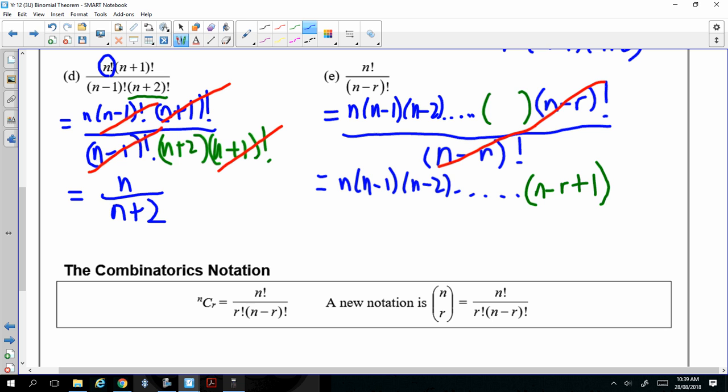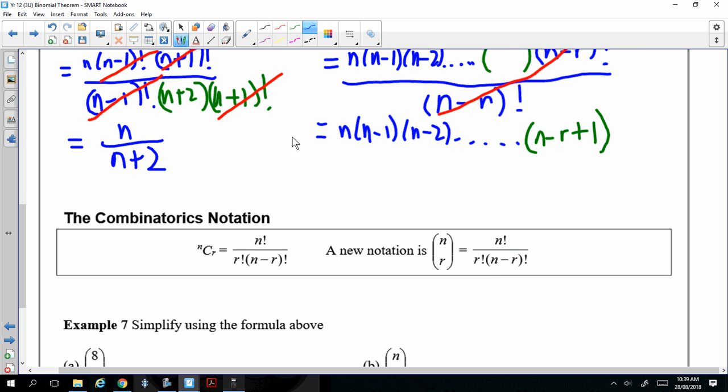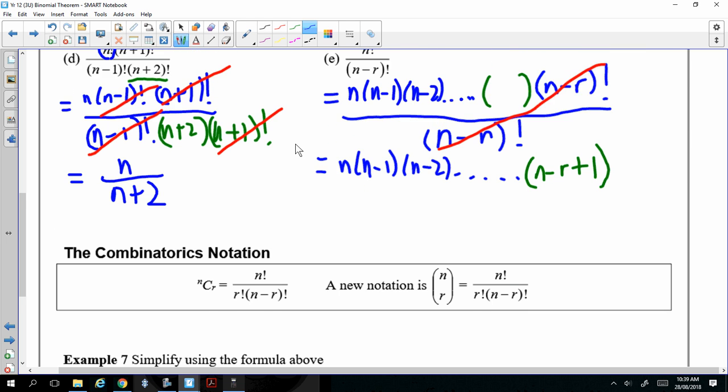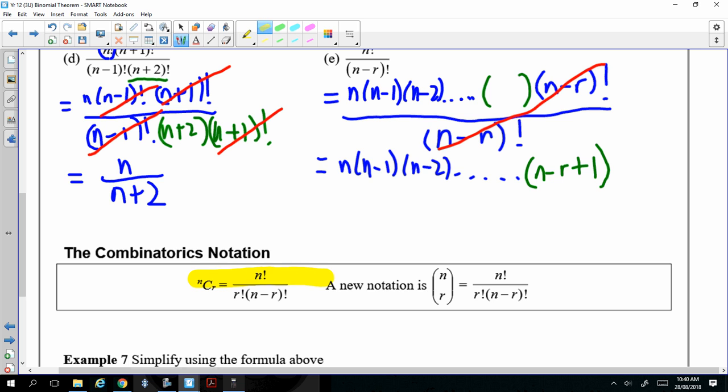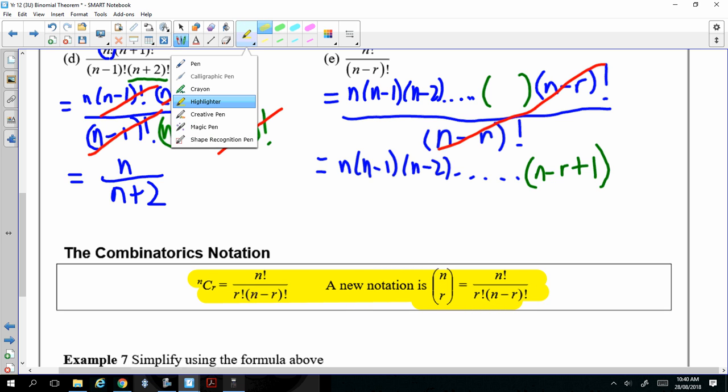So we're going to learn these new formulas. Is that on the reference sheet? I don't think they're on the reference sheet. So you need to memorize this. These formulas need to be memorized.